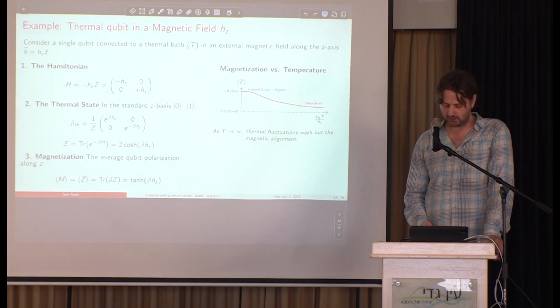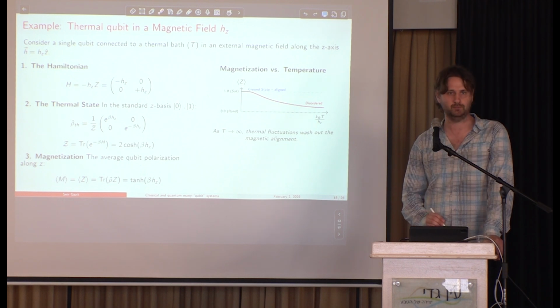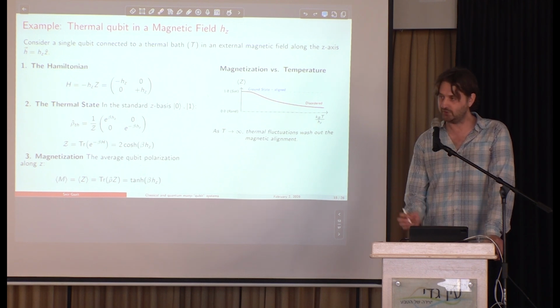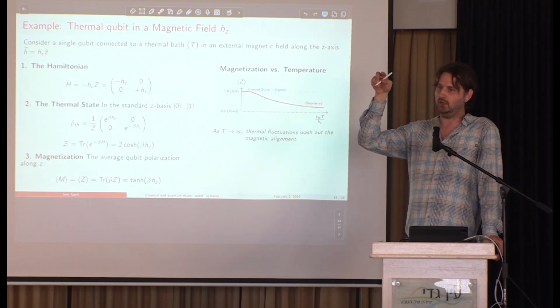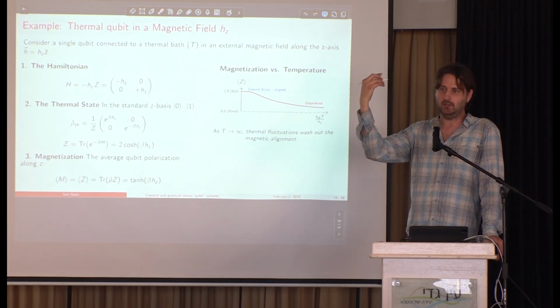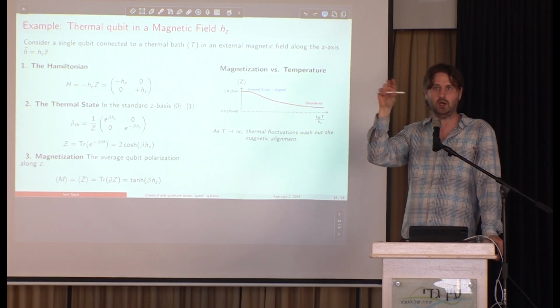So let's try to understand what it means. Let's take the limiting cases. Here I plotted the expectation value of z as a function of the temperature. So let's first go to 0 temperature. When we take 0 temperature, the thermal density matrix acts as a projector. It would project to the ground state.